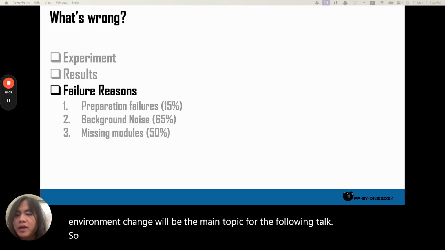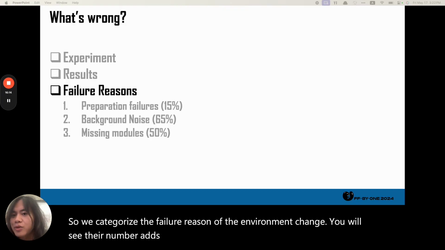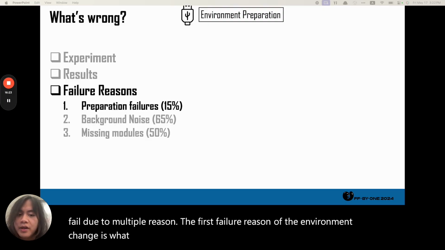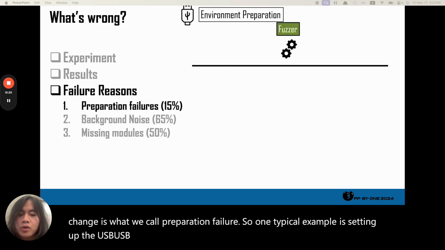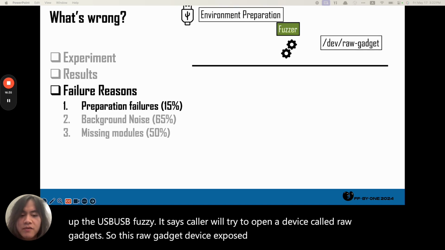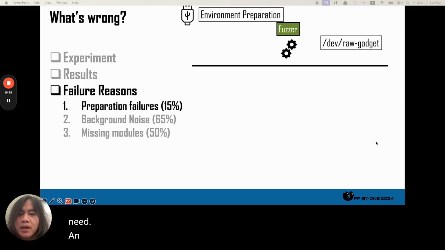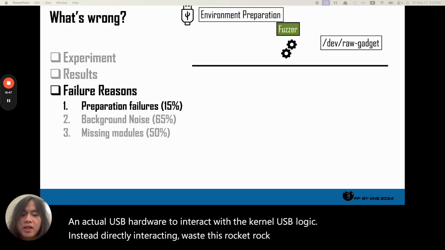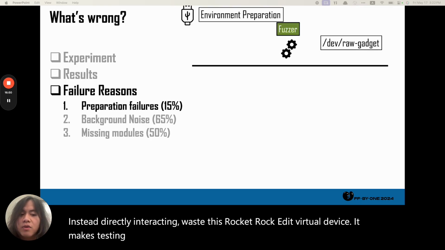So we categorized the failure reasons of the environment change. You will see that the numbers add up to more than 100%, because one bug could fail due to multiple reasons. The first failure reason of the environment change is what we call preparation failure. One typical example is setting up USB fuzzing. Syzkaller will try to open a device called raw gadget. This raw gadget device exposes the USB interface, so you don't need actual USB hardware to interact with the kernel USB logic. Instead, directly interacting with this raw gadget virtual device makes testing the USB interface possible for kernel fuzzing.